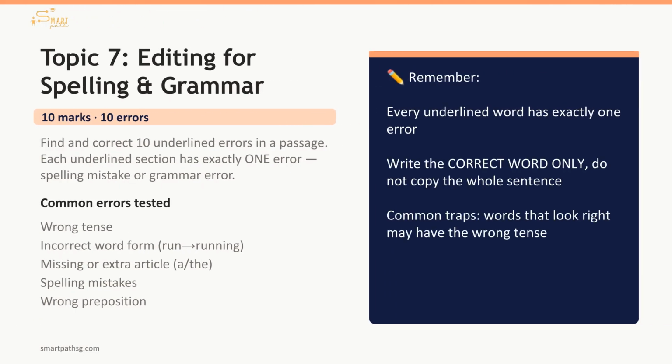Each underlined section has exactly 1 error. You write the corrected word only. Common errors include wrong tense, wrong word form, and tricky spellings. Regular reading helps a lot with this section.